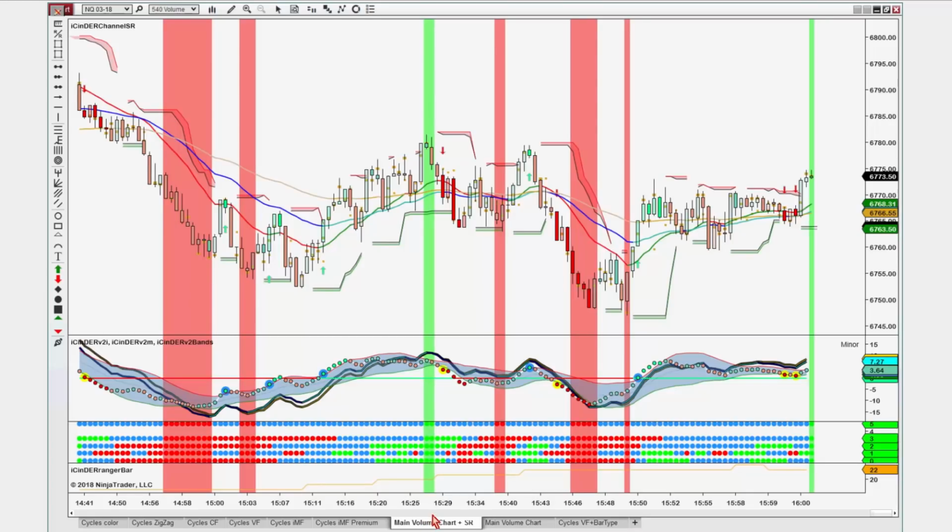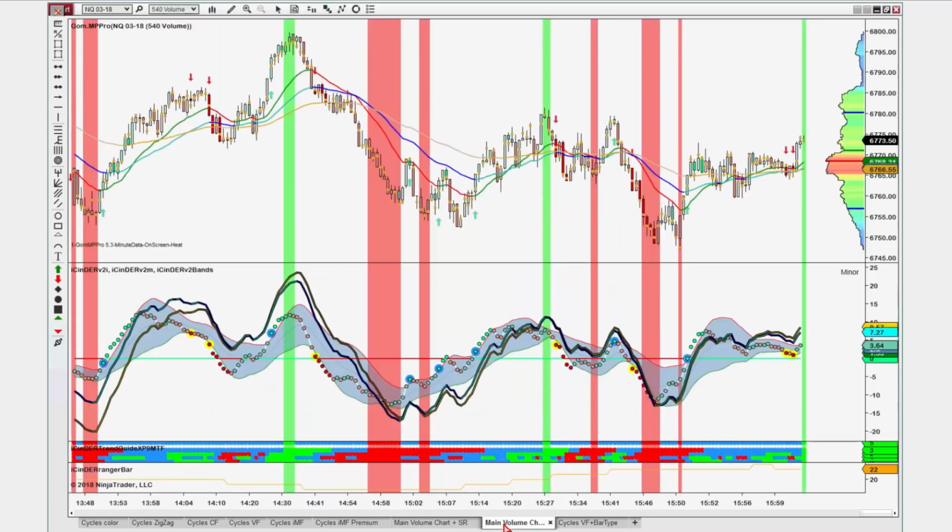This is actually not my trading chart. The trading chart that I use is this one right here. And I'll use the XP9 multi-time frame, and then I will draw my signals. I actually usually leave it on 540 volume, or I am known to put it on 12-second bars. I have a profile because I look at the profile, and that's important to me.